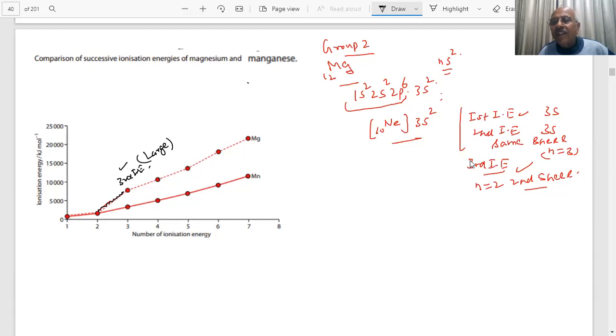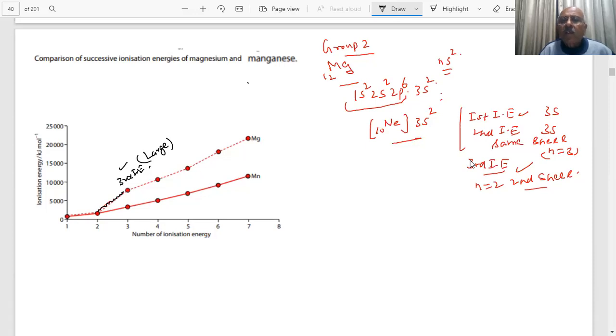Why? Because the electron is now going to be removed from n equal to 2, the second shell. So it will need more energy. But how many electrons are there in the second shell? You have 6 in 2p, as you see. Then there is not that big a change, because electrons are first removed from 2p, these 6 electrons. Then we will go to 2s.